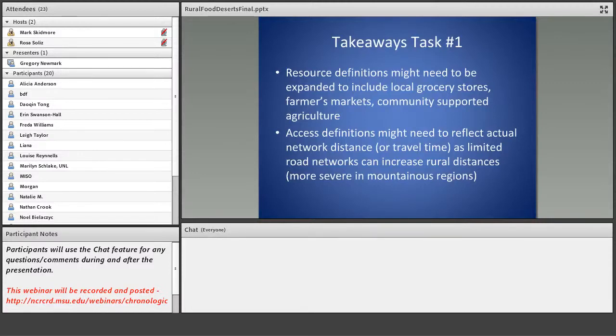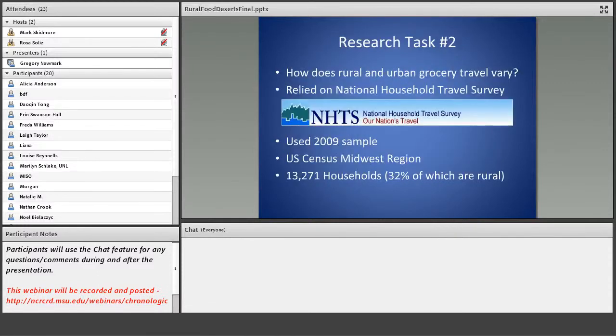And in places like Kansas and Michigan that are part of the Jeffersonian grid system, it's not too bad. But if you're in places like Vermont or Colorado, where you have lots of mountains and the roads are particularly circuitous, then the road distances become very significant.